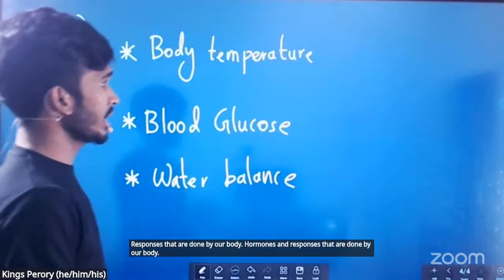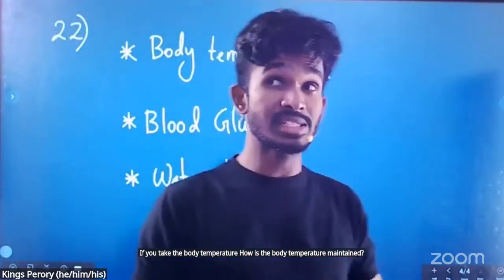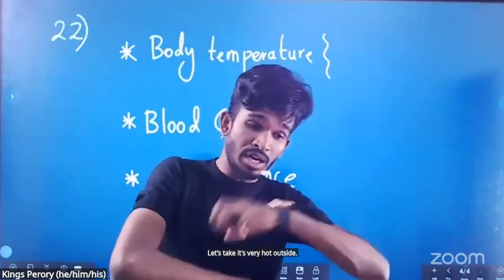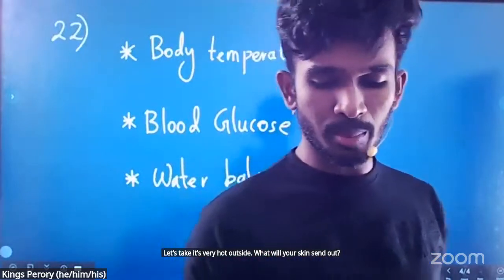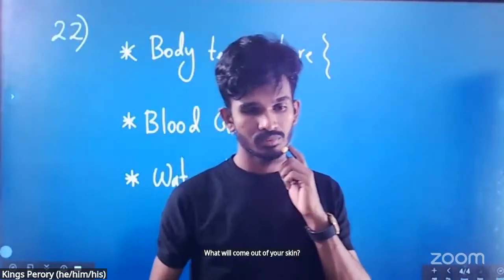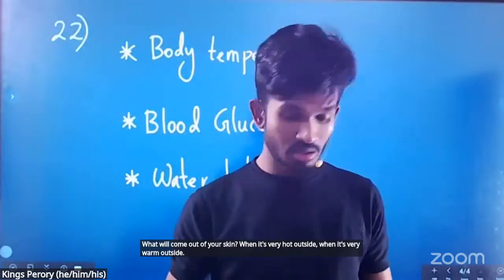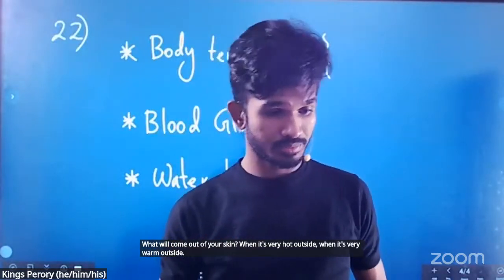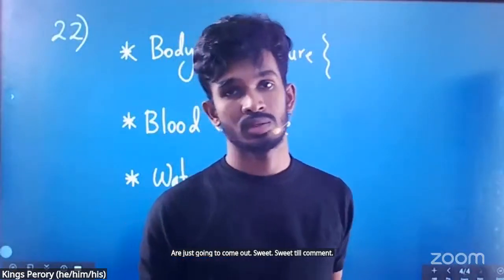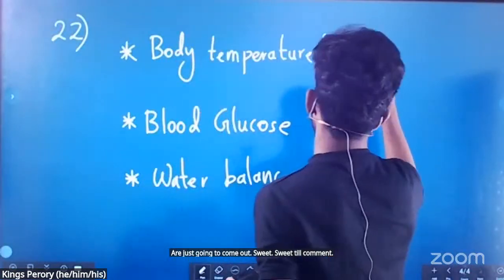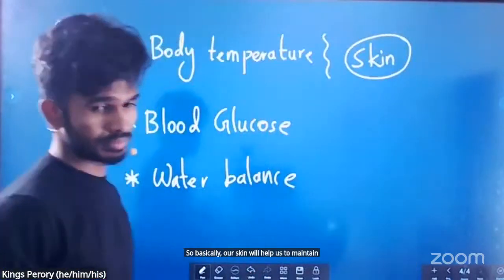Now, if you take the body temperature, how is the body temperature maintained? Let's take it's very hot outside. What will come out of your skin? When it's very warm outside, what is going to come out? Sweat. Sweat will come out. So basically, our skin will help us to maintain the body temperature.